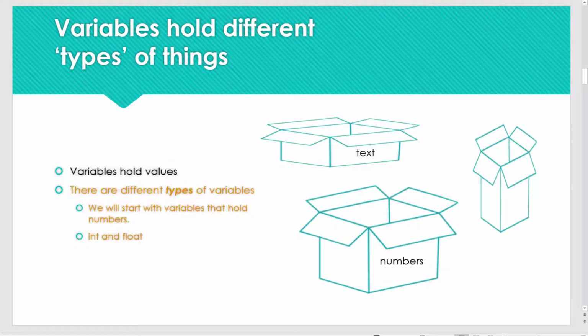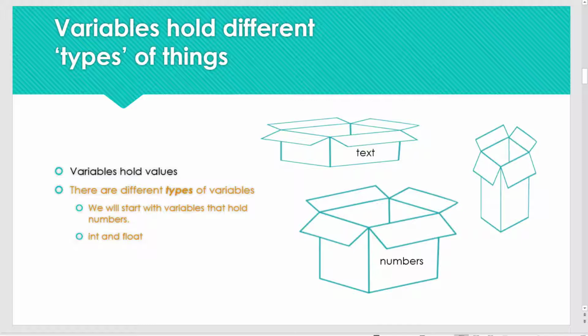In addition, there are lots of different types of things. Boxes are made in different shapes and sizes, depending on what you're going to put inside them. The same is true of memory variables. If I'm going to hold a piece of text, like somebody's name, I'm going to have a structure in the memory that looks different from if I'm holding a single number or a single 0 or 1.